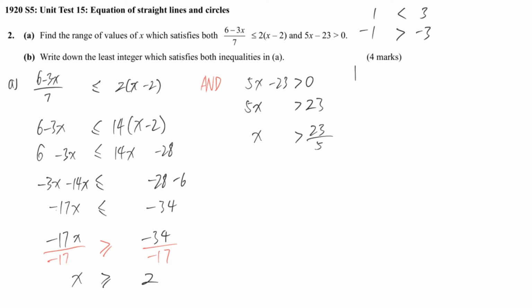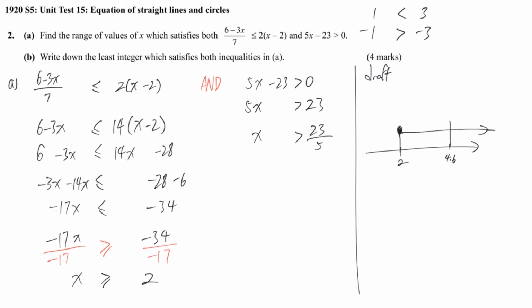Then in your draft, we are going to draw a number line, and then we find that 2 is smaller than 23 over 5, that means 4.6. The first requirement is x larger than or equal to 2. The second requirement is x larger than 4.6. Now the whole number line is separated into 3 different regions. We are going to find which region fulfills both requirements, because we are talking about "and".